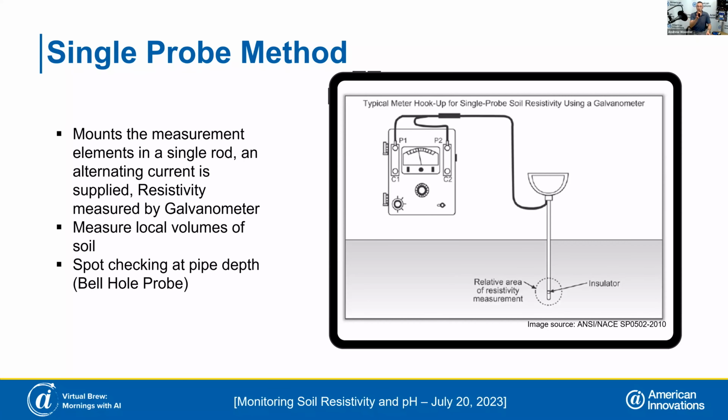So the previous method is what I would consider to be the lab method or lab accurate, whereas the single probe method with regards to resistivity is more the field method, field accurate type method.